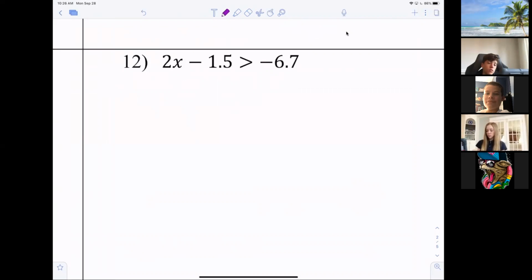So, Miss Nelson, what do I have to do first? Yes, add 1.5. So now 2x is greater than what? Negative what? Beautiful. Now what do I do? Tell me what that is.